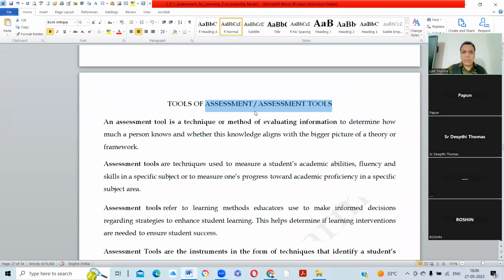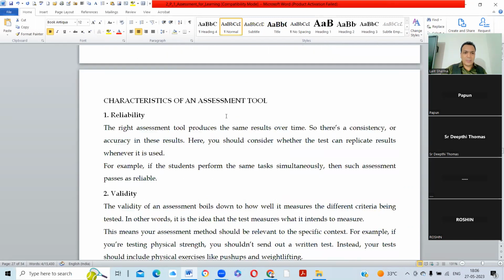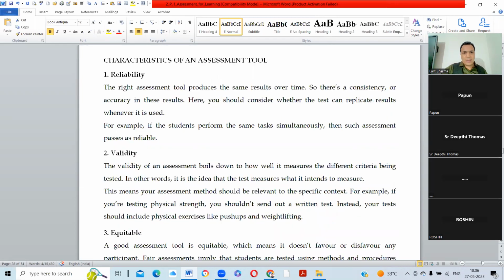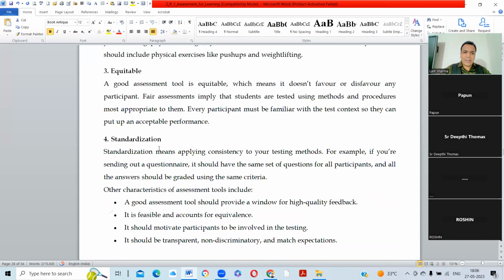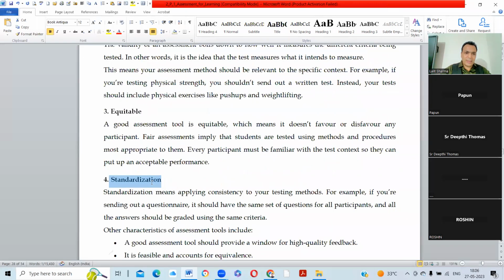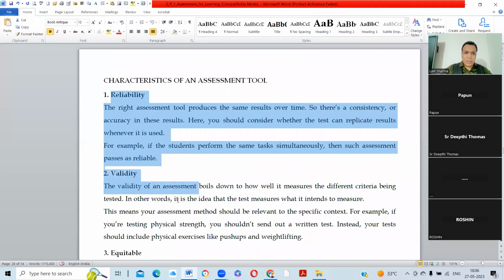So these are the tools of assessment and evaluation, right, guys? Now the question arises: what are the characteristics of an assessment tool? Whatever tool you are going to use to assess the knowledge of the student, the IQ level of the student, or the personality of the student, whatever the test, it should be reliable. The characteristics are: it should be valid, equitable, and standardized. These are the four basic things. So it should be reliable and valid.